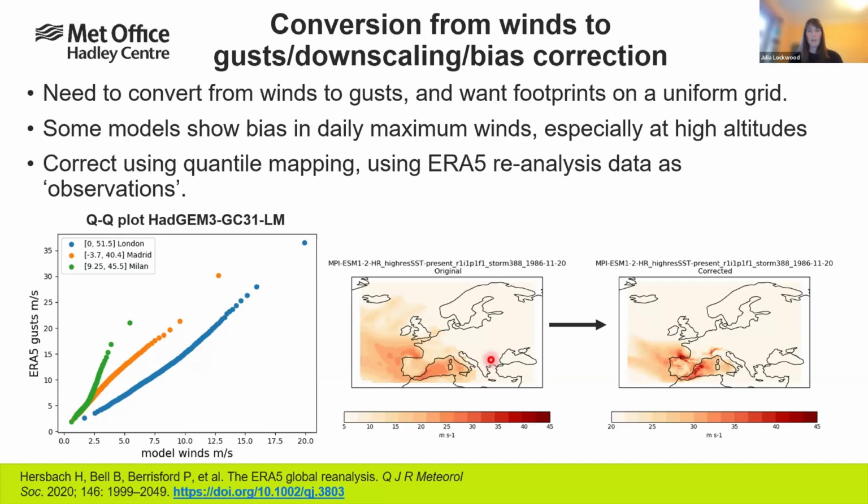And this is an example of the raw wind footprint for one of the storms from one of the models. And this is after we've done our conversion to the gusts. So you can see there's a big increase in speed as you go from winds to gusts, which is to be expected. And you're also adding in a lot of the finer scale detail.